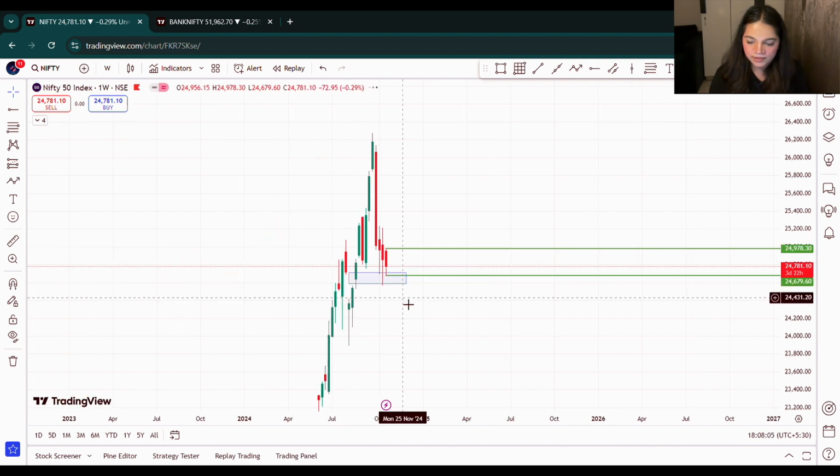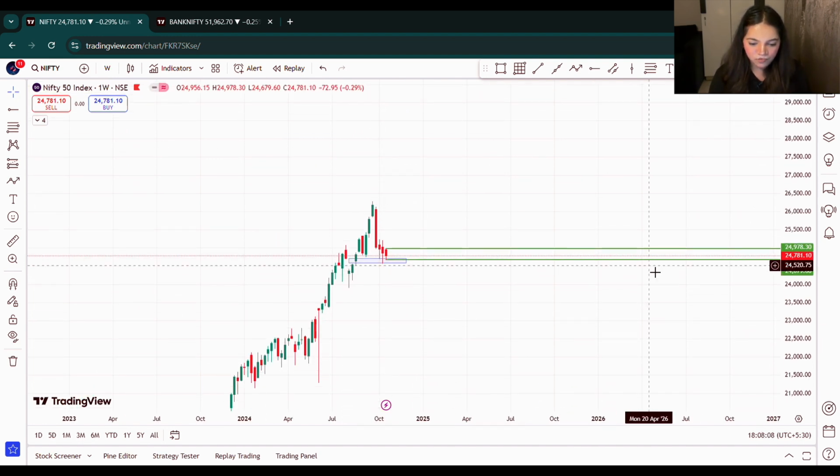If we go to the weekly time frame, there is a bearish movement continuing.